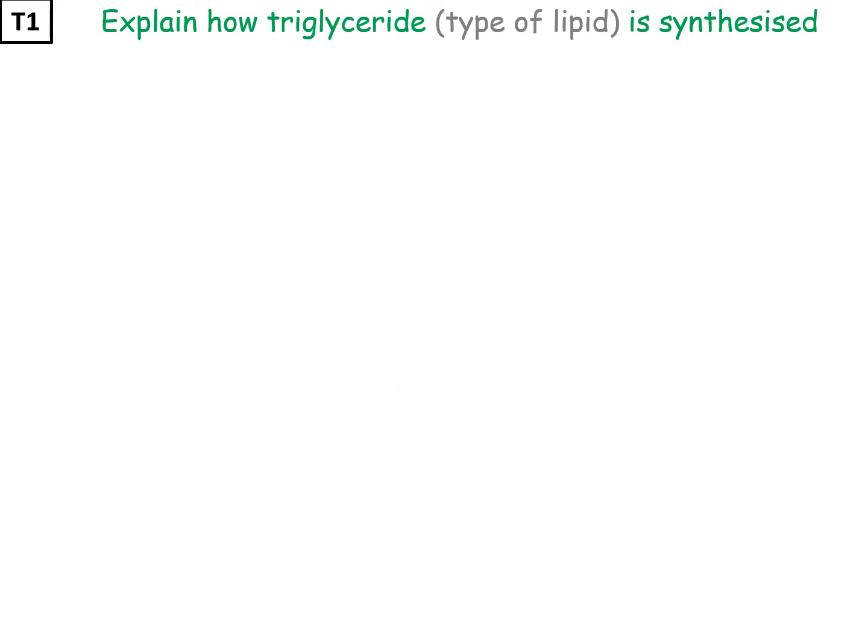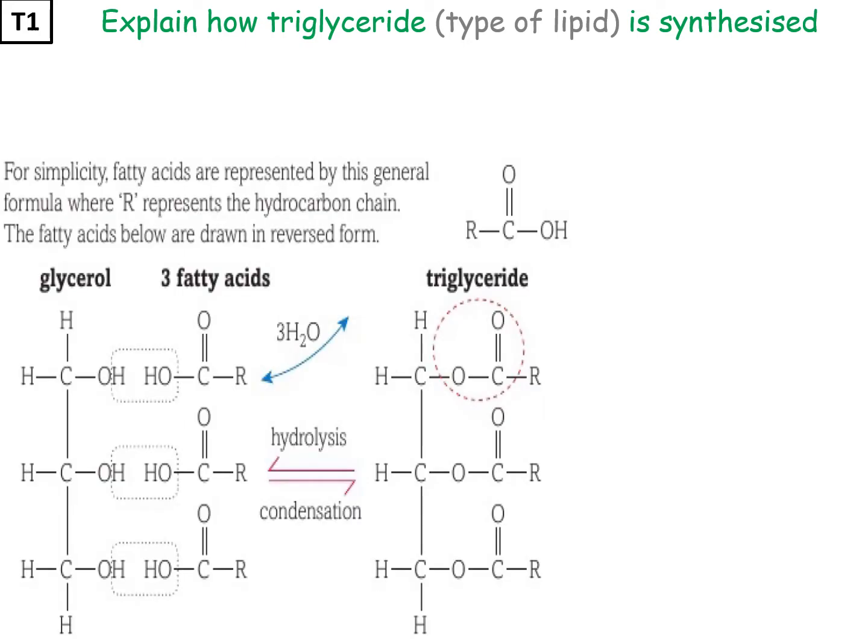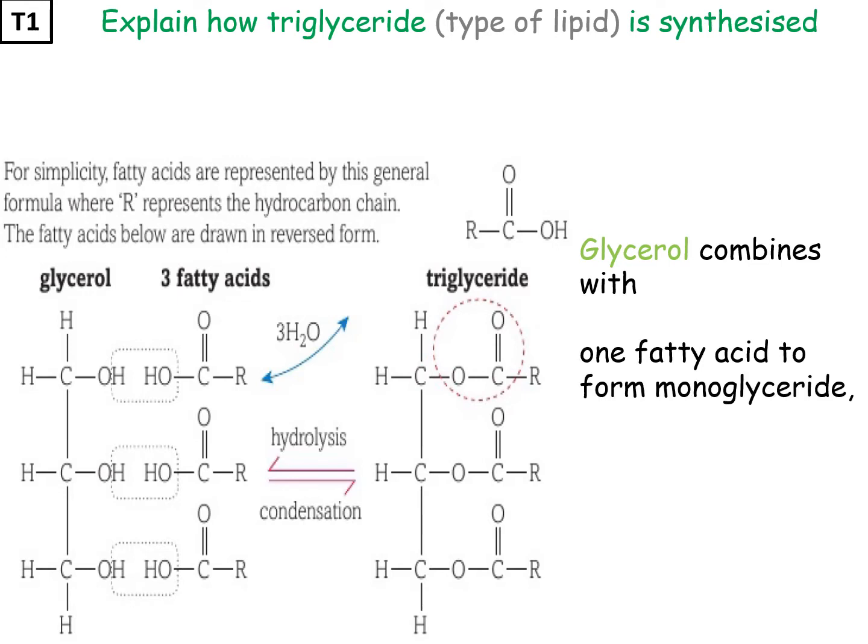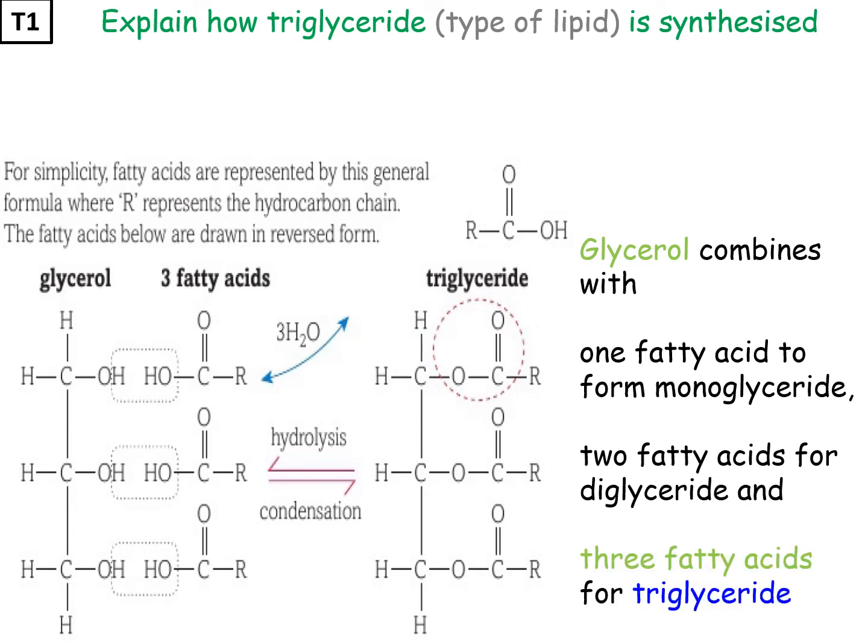Explain how triglyceride, which is a type of lipid, is synthesized. So here you can see an example that lipids, which are fats and oils, are made up of glycerol and fatty acids. The glycerol combines with one fatty acid to form a monoglyceride, or it can bond with two fatty acids to produce a diglyceride, or three fatty acids to form a triglyceride.